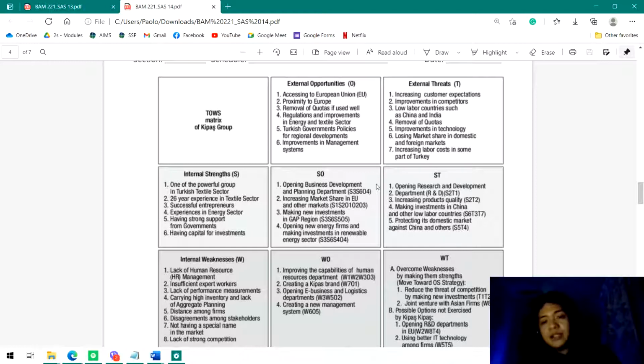Punta naman tayo doon sa ST or strength and threat. Let's say for example, ang strength natin is meron tayong 26 years experience in the textile sector.